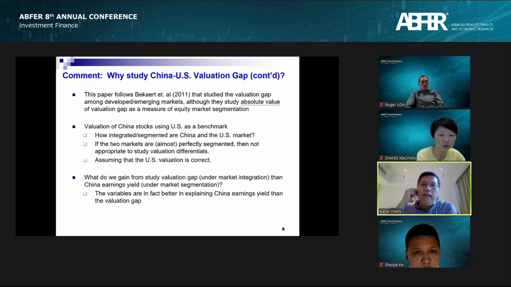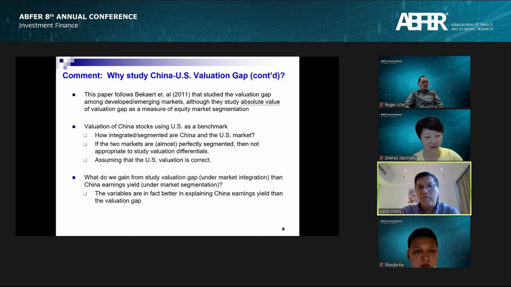On the other hand, this paper follows Bekaert's previous paper in 2011. They studied the valuation gap across developed and emerging markets, although they studied the absolute value of the valuation gap as a measure of equity market segmentation. So if we apply this valuation gap analysis to the China market, we have to ask whether it is right to use the US as a benchmark, because it all comes down to whether China is really integrated with the US market or not.